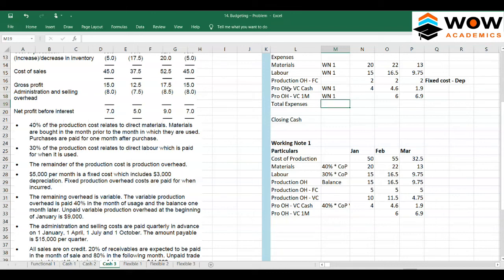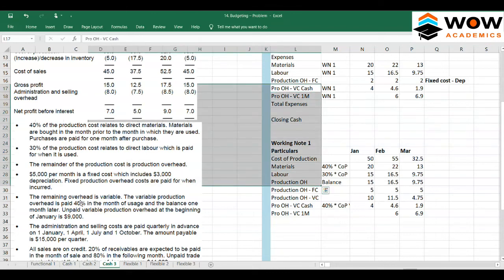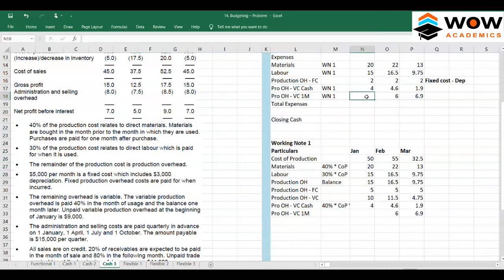Okay, done. So he says there is an unpaid production overhead at the beginning of January. So the unpaid will be paid in the subsequent months. So 9 would be paid in January. January's 6 is paid in February. February's 6.9 is paid in March. So December's number will be paid in January, and that's where we get this number. So what else do we still have?